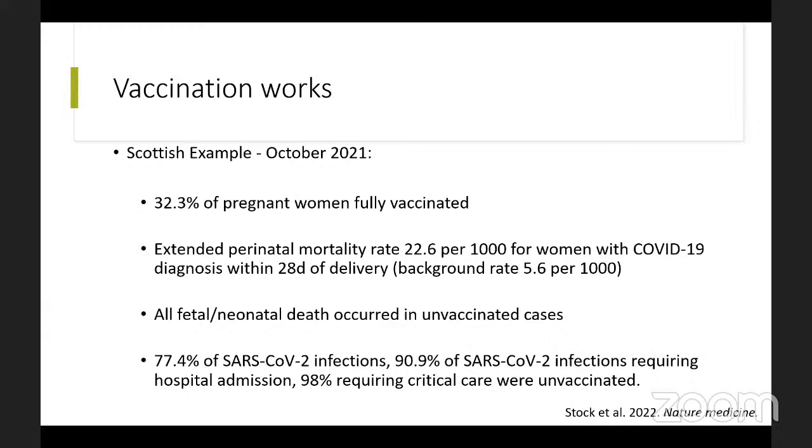Even when we look at maternal morbidity, 77.4% of SARS-CoV-2 infections, 90% of SARS-CoV-2 infections requiring hospital admission, and 98% requiring ICU care all occurred in moms who were unvaccinated. So what we basically learned was that the stillbirth rate was much, much higher for women who were unvaccinated for SARS-CoV-2 during the Delta and Alpha waves, but was not higher for women who were vaccinated.